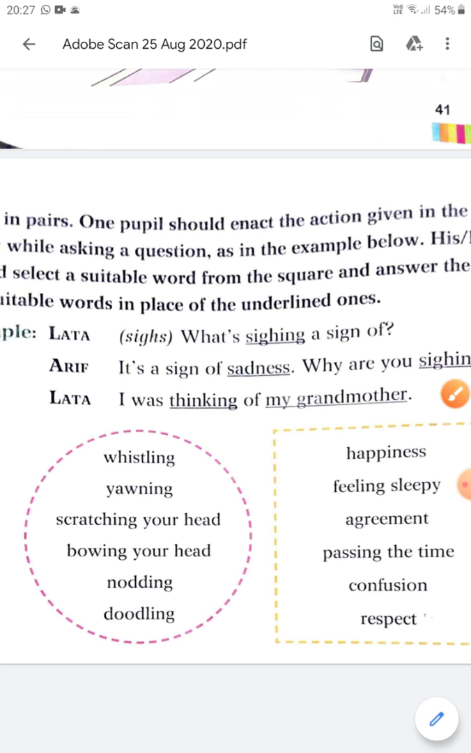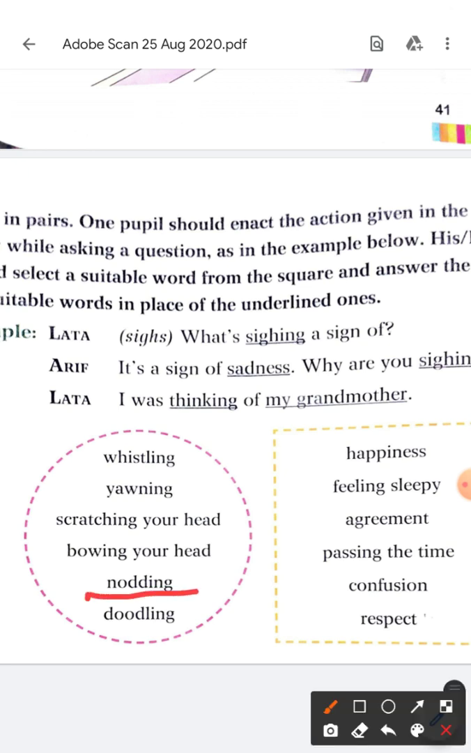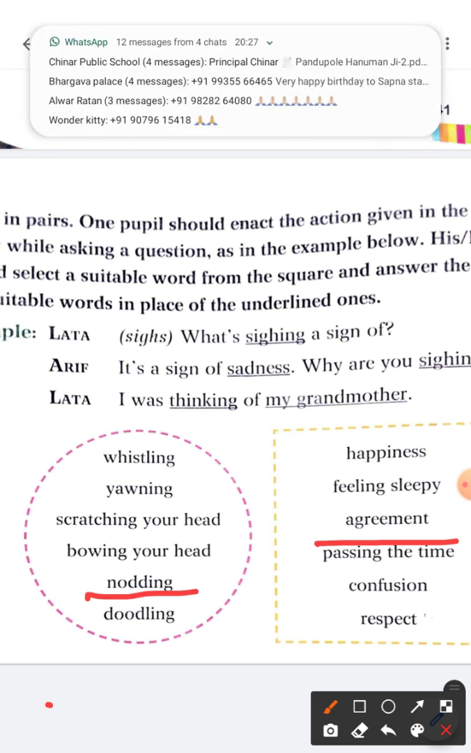What's nodding a sign of? Nodding your head when you agree with somebody. Oh yeah, you are right. Oh no, you're wrong. So when you nod, when you show your agreement, then you nod your head.